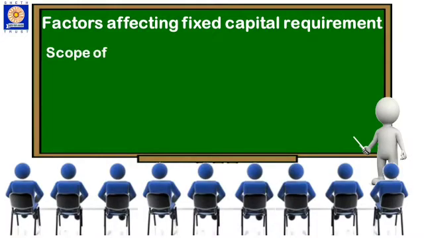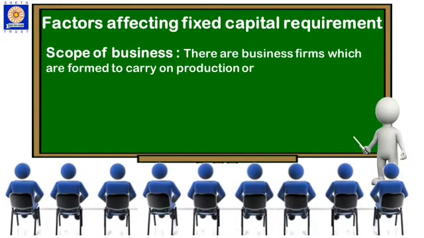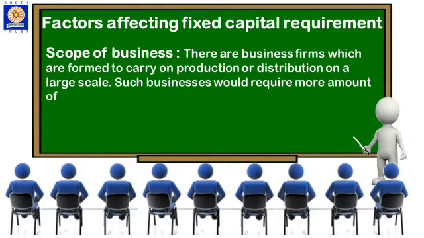Next point is scope of business. Scope of business also means the range of the business operations and the opportunities of the business operations for a firm. For example, Coca-Cola Company. This company has a wide range of products. Coca-Cola has products like Sprite, Coca-Cola, Thumbs Up, Fanta, etc. So, to make the products available in the market, they require comparatively more capital for the production and the distribution of these products.